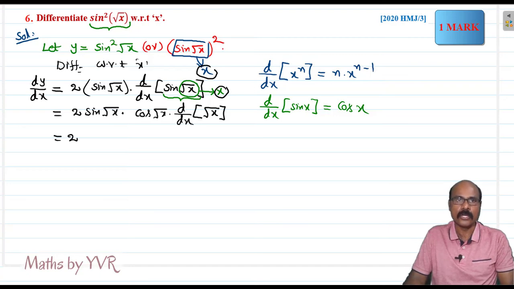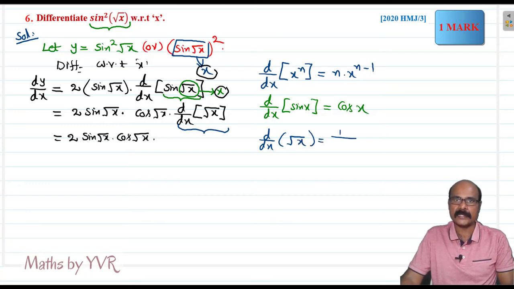That is equal to 2 sine of root x into cos of root x into, what is the derivative of root x? The derivative of root x is 1 by 2 root x. Then what do we get here? 1 by 2 root x.